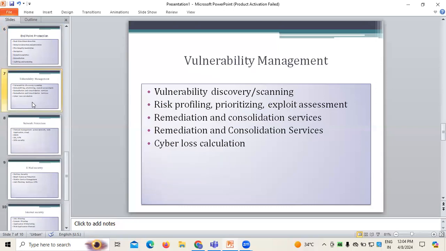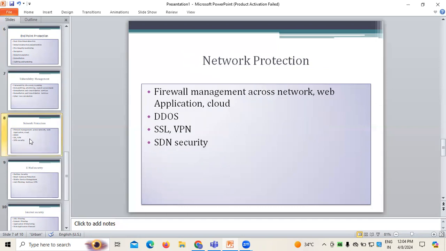Next, when it comes to vulnerability management, we deliver vulnerability management using risk-based approaches. So, by understanding the vulnerability: discovery scanning, risk profiling, prioritizing, exploit assessments, remediation and consolidating services, cyber loss calculations, all these things have to be done here.